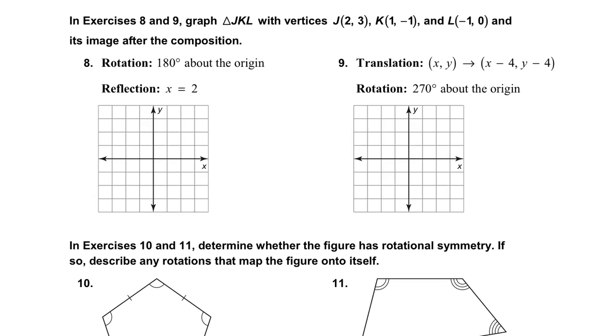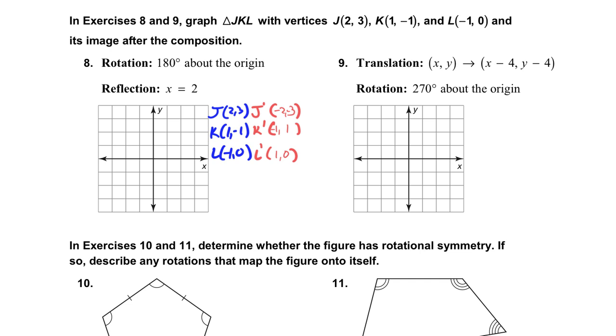We're going to talk about J is 2, 3. K is 1, -1, and L is -1, 0. And then I'm going to do J prime, K prime, L prime. And if I look at this one first, this is supposed to be 180 degrees about the origin. So that just means you make everything opposite. So I will get -2, -3. I'll get -1, 1, and then 1, 0.